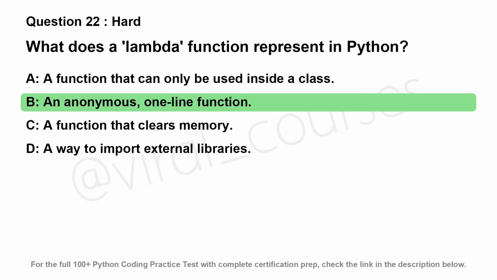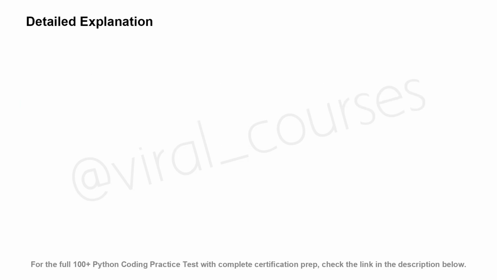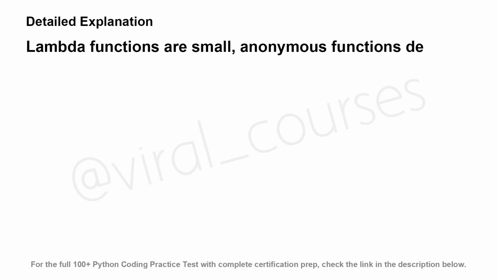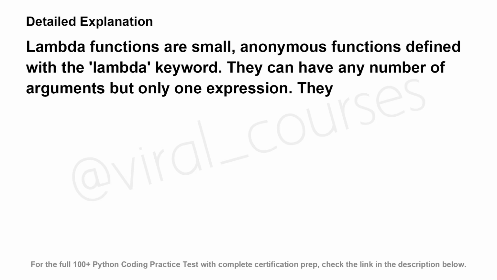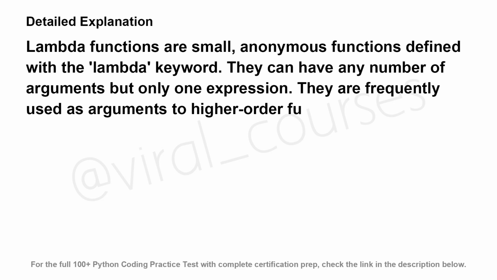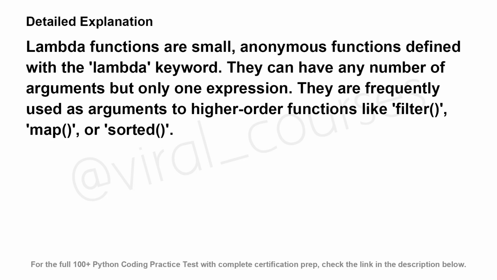The correct answer is B. Lambda functions are small, anonymous functions defined with the lambda keyword. They can have any number of arguments but only one expression. They are frequently used as arguments to higher-order functions like 'filter', 'map', or 'sorted'.